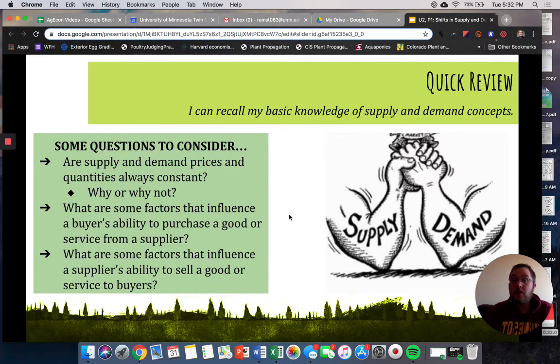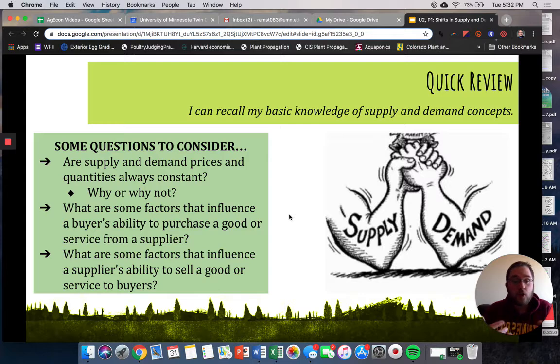Likewise, for number 3, what are some factors that influence a supplier's ability to sell a good or service to its buyers? Well, one of them is the price in which they are receiving the goods that are on the store shelves or in their bakery, or the inputs, the price that they're receiving from their original supplier. So how much is the flour? How much is the chocolate? How much are the eggs? Those different things, if those prices go up or go down, that very well could influence the amount of supply that that business or bakery or grocery store or what have you is able to provide for consumers, right?